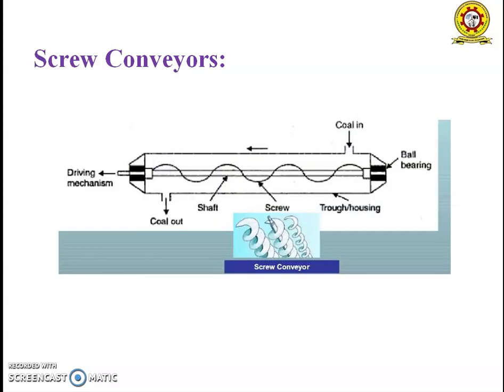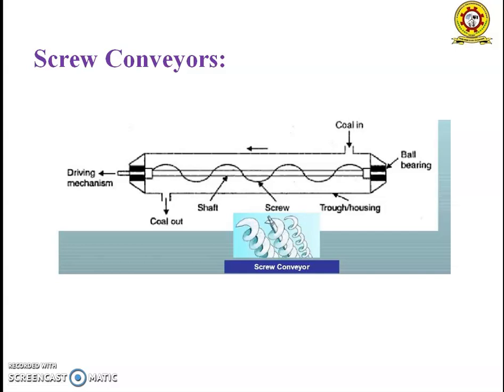And next one is the screw conveyor. The diagram of the screw conveyor is shown below. It consists of an endless helical screw on a shaft. The driving mechanism is connected to one end of the shaft and the other end of the shaft is supported in ball bearings. The screw, while rotating in a trough or housing, transfers coal from one end to the other end.